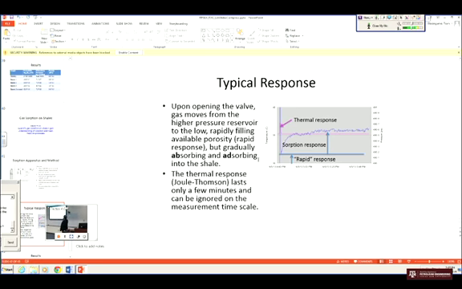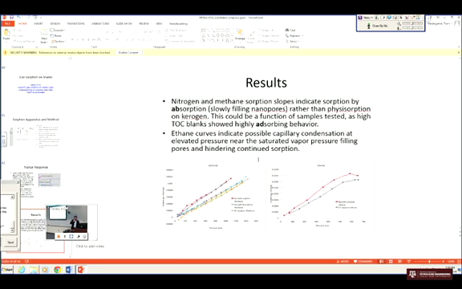The typical response is the following. When we open the valve, we have gas moving from higher pressure to low. We have a rapid filling of the available porosity. And finally, we have gradual absorption and adsorption into the shale. The thermal response, which is Joule-Thomson cooling, lasts only a few minutes. And what we found out is that we can probably ignore it for a laboratory test that lasts longer. In our cases, it lasts days. Okay? So, what do we see?